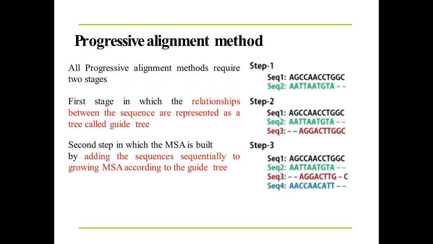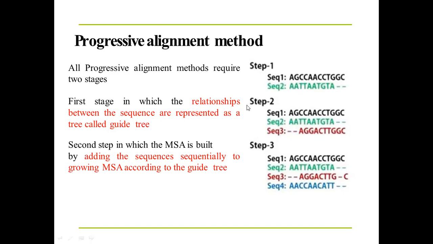So here we will study the progressive alignment method in more detail, so we can understand specifically how this method works. All progressive alignment methods require two stages. In the first stage, the relationship between the sequences is represented as a tree, also known as a guide tree.